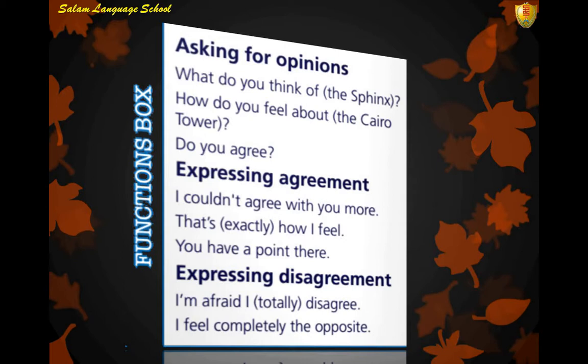To express agreement, you can use one of these forms here. Also, you have 3 forms. I couldn't agree with you more. Remember this expression here. To express agreement, you can use I couldn't agree with you more. That's how I feel, or that's exactly how I feel. And the third one, you have a point there. To express disagreement, you can say I'm afraid I disagree, or I'm afraid I totally disagree, or I feel completely the opposite.